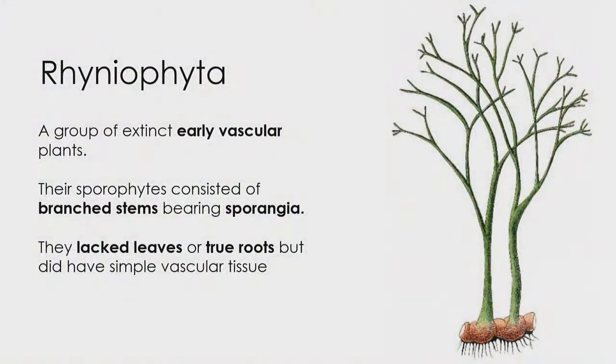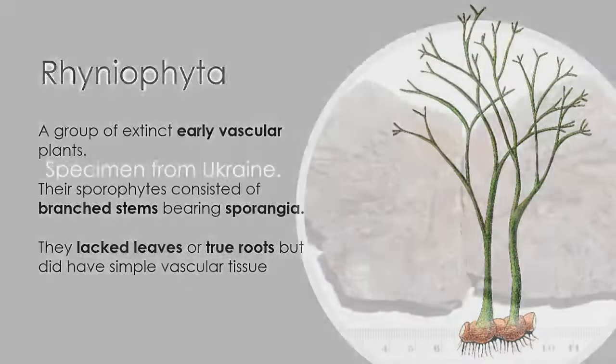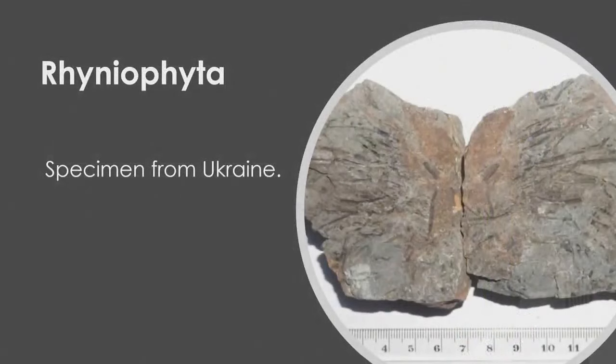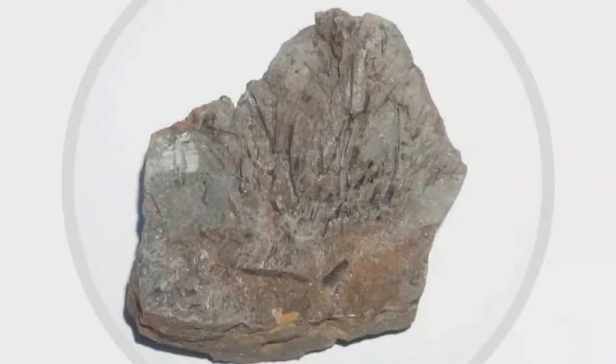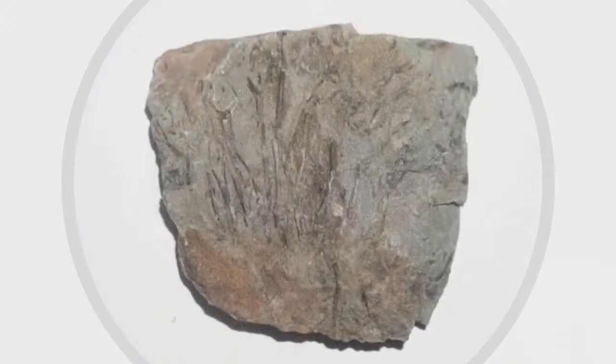Also, Rhyniophyta, this is a group of extinct early vascular plants. And I have an example up here. Their sporophytes consisted of branched stems bearing sporangia, lacked leaves and true roots, but did have simple vascular tissues. So this is a specimen from Ukraine. I'll save the camera for a little bit later. You'll notice here, this is a specimen that has been broken in half. You see it has that mirror formation. But you can see the Rhyniophyta there towards the center. This is it turned on its side, taking a little bit closer of a look. And all those little lines are those Rhyniophyta.